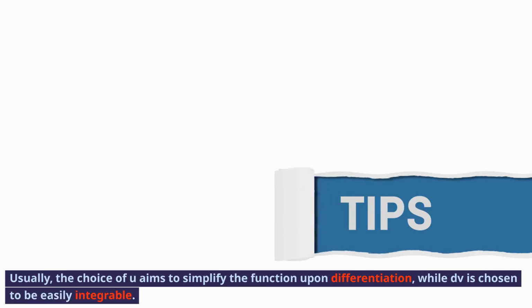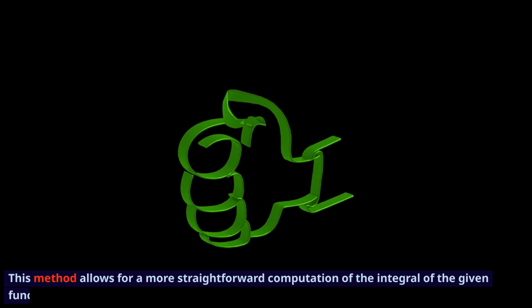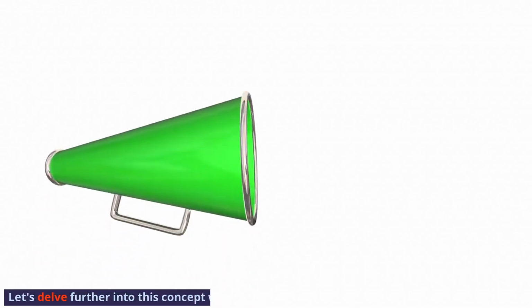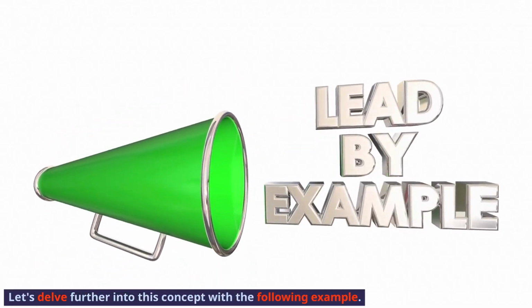Usually, the choice of u aims to simplify the function upon differentiation, while dv is chosen to be easily integrable. This method allows for a more straightforward computation of the integral of the given function. Let's delve further into this concept with the following example.